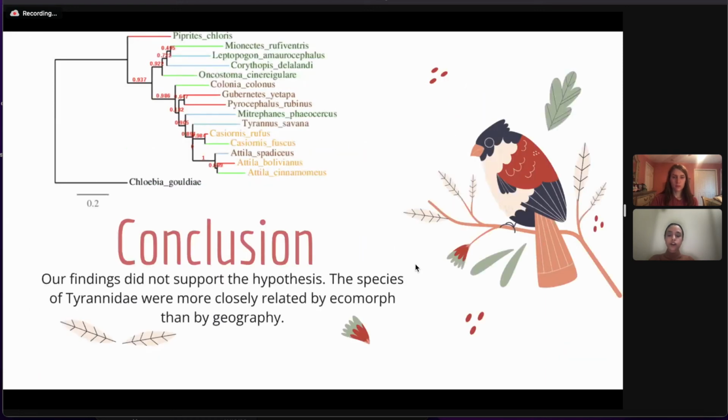For our conclusion, we found that our phylogeny actually refutes our hypothesis, as it is neither forming a monophyletic group around geography nor ecomorph, but we do see that it is more closely related by ecomorph than by geography. We can see that birds that are green form a smaller paraphyletic group, and birds that are brown form an even smaller paraphyletic group, and similarly for birds that are orange. So we can see that there is a similarity between the birds of the same color, that they are more closely related.